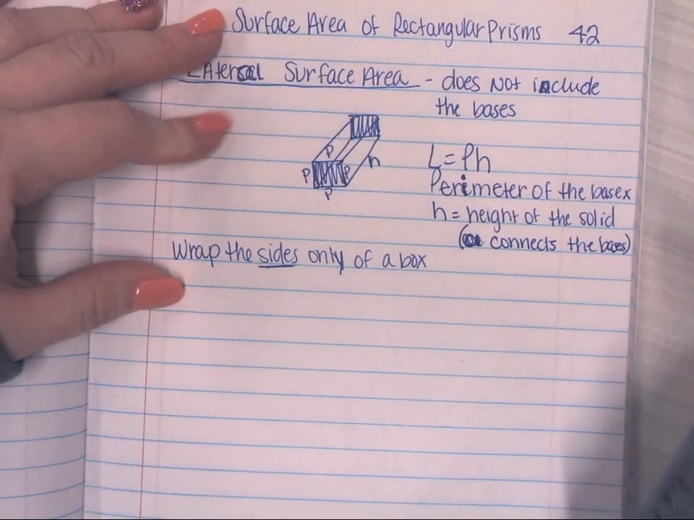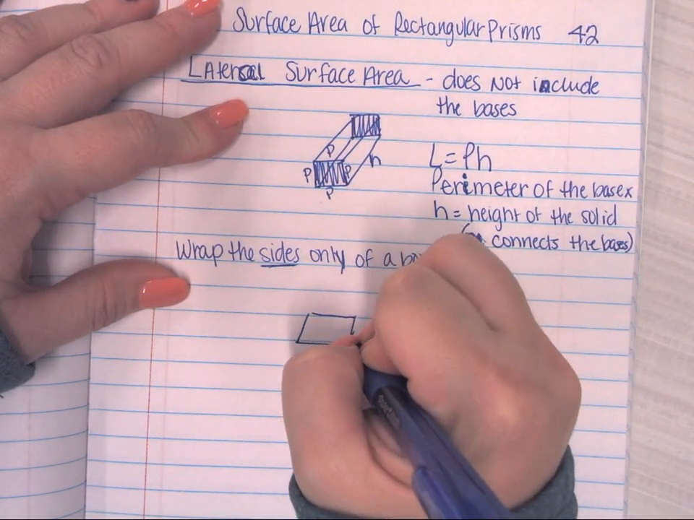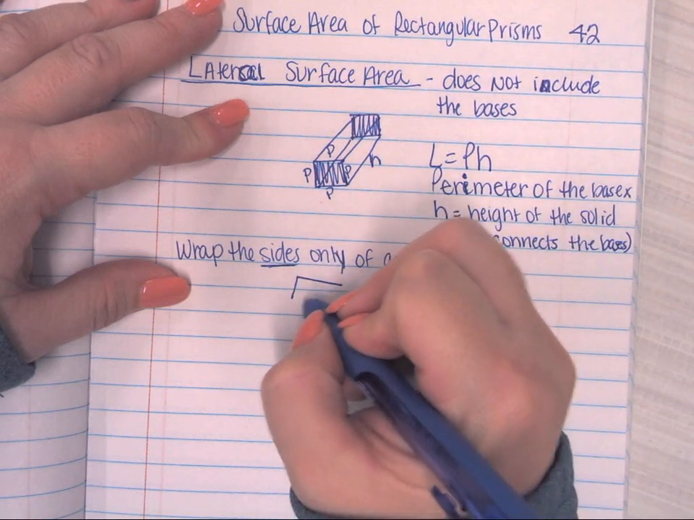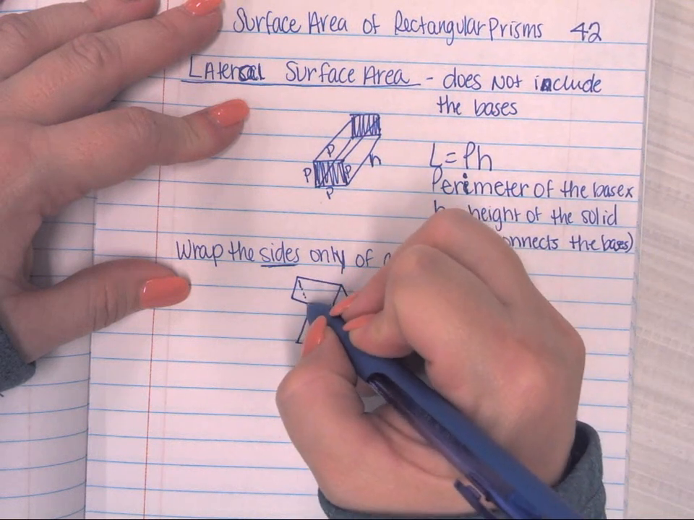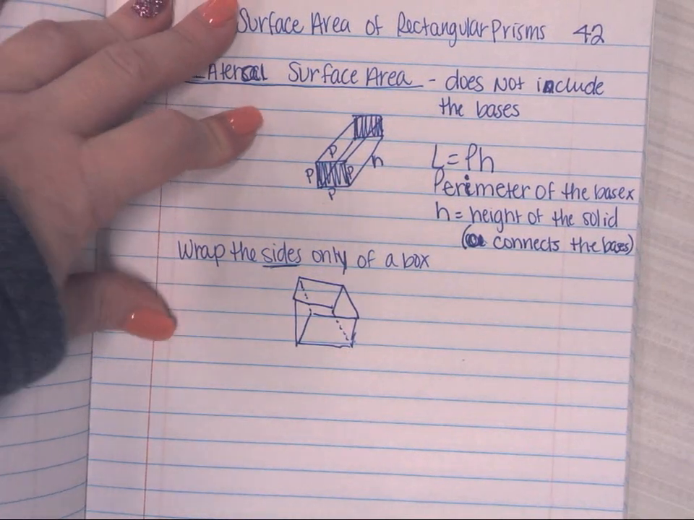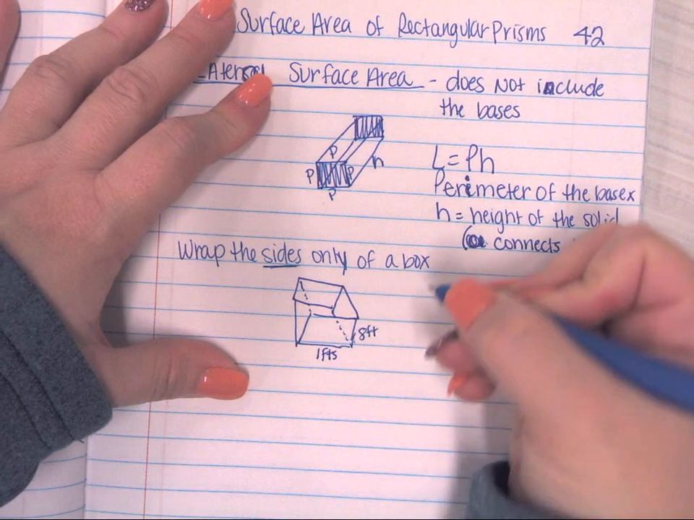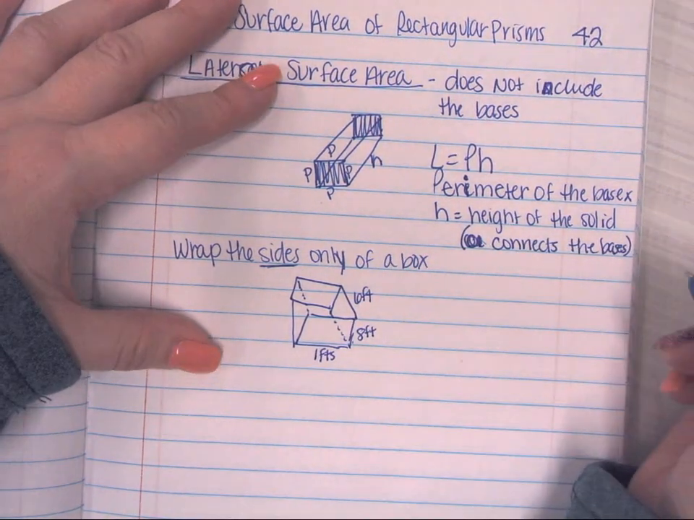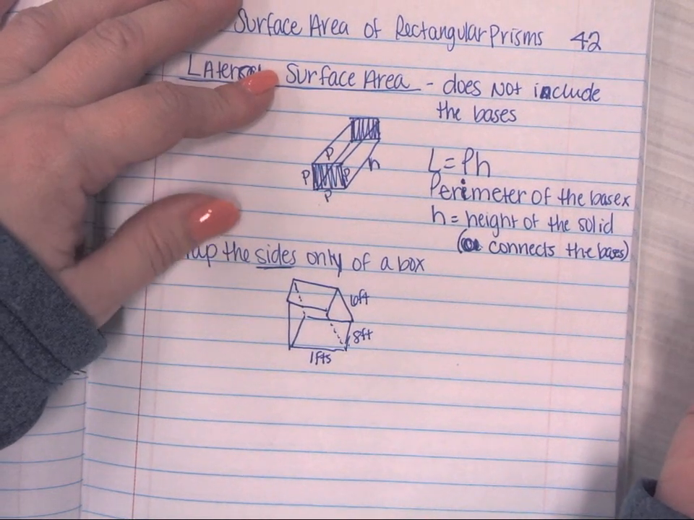All right, let's do an example. And I'm going to just draw it a little bit of a different way. Let's say we have this box. It's 1 feet by 8 feet by 6 feet. It's a huge box. It's like a refrigerator box or a deep freezer box or something. It's huge.